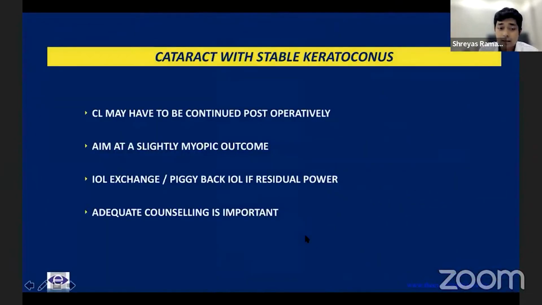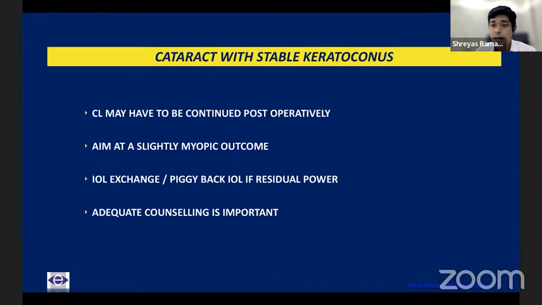So in case this patient is willing to continue contact lenses, like I said, please continue, because if you put in a toric IOL, when you put a contact lens on top of a toric IOL, you'll end up uncovering the astigmatism, and the patient will require glasses on top of the contact lenses to correct whatever cylinder has been induced by the toric IOL.